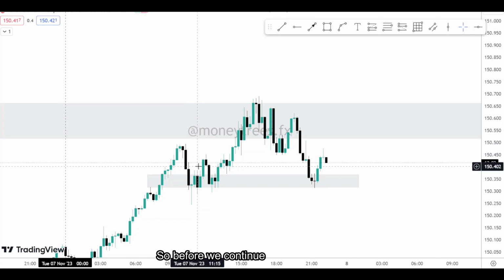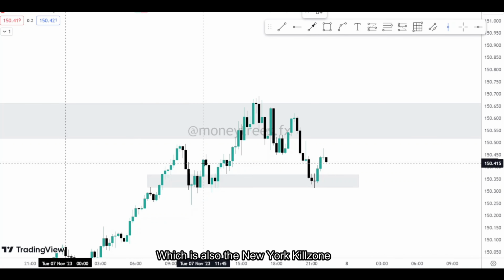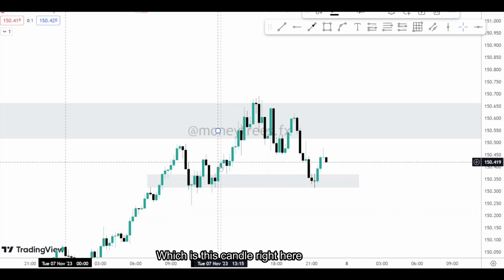So before we continue, let's mark out our trading time. In my country, the New York session starts at 1 p.m., which is also the New York kill zone, right, which is this candle right here.